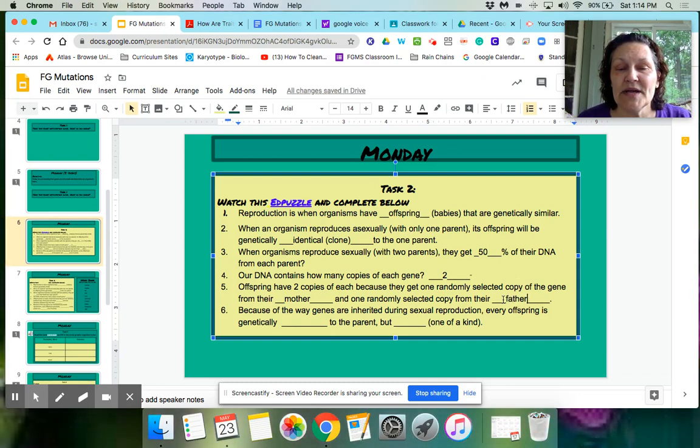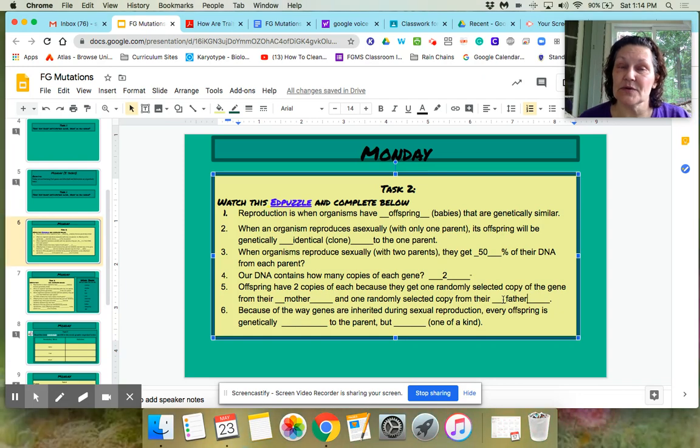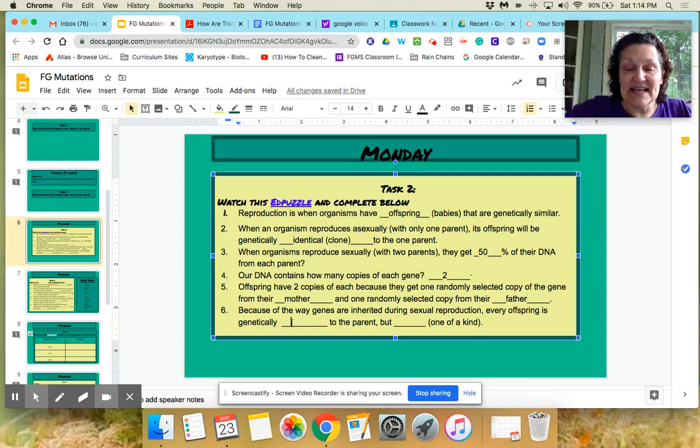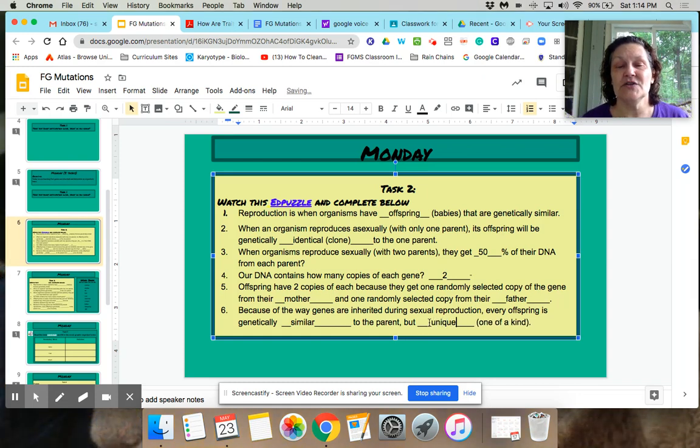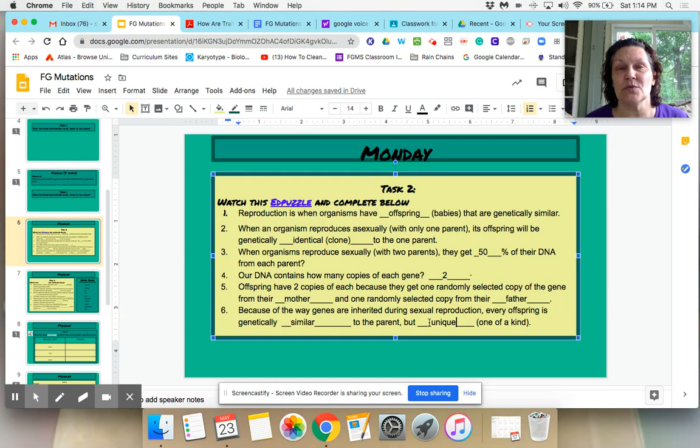Six. Because of the way genes are inherited during sexual reproduction, remember two parents, every offspring is genetically unique. They're quite similar to the parents, but they are not identical to the parents. That is the big difference between asexual and sexual reproduction.